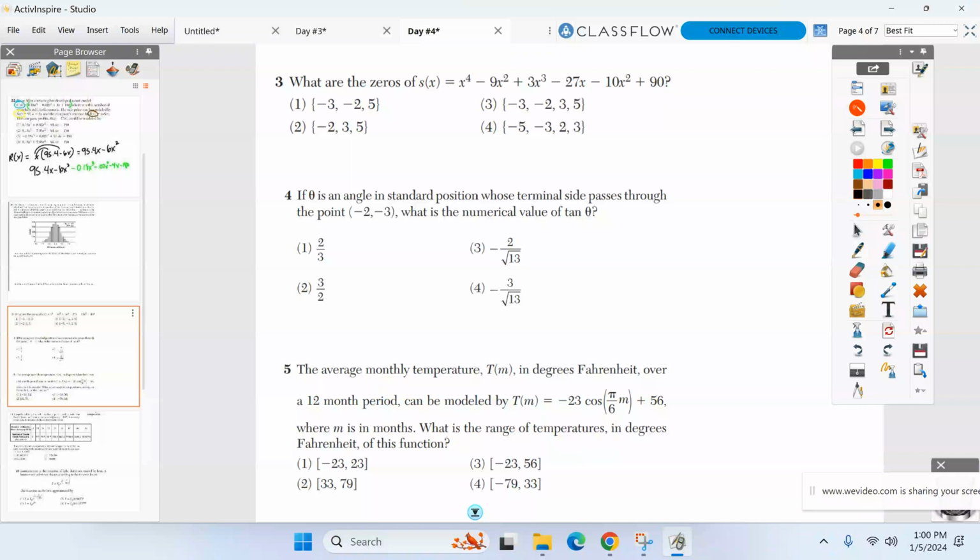Ready to go? All right, here we go. Hit the multiple choice because that's where we're going to pass, right? Number 3. What are the zeros of all this? Number 3, what are the zeros here? We can answer this a couple ways. What are you guys going to do? In your calculator.